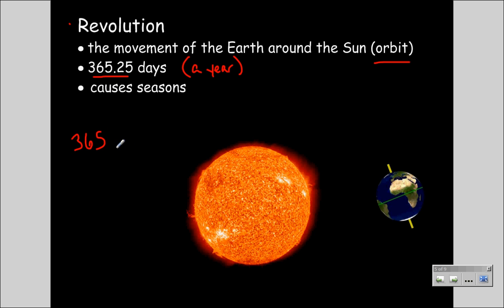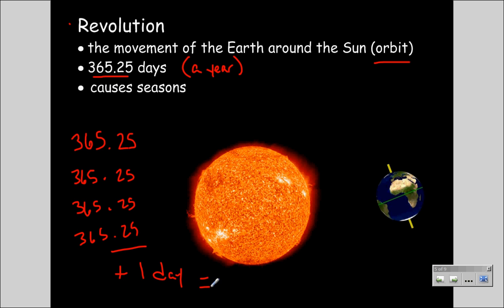Now let's look at these 0.25 days. So our calendar is 365 days. It's not 365 days and a quarter day or 6 hours. It's 365 days. Now over 4 years, these quarter days add up. And over 4 years, we do add 1 day to the calendar. That's what causes our leap year, February 29th.